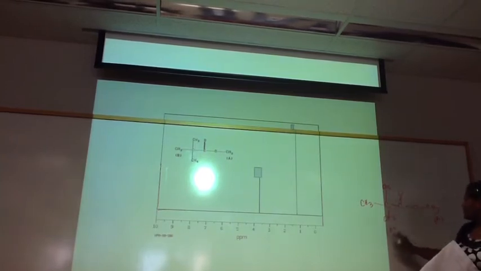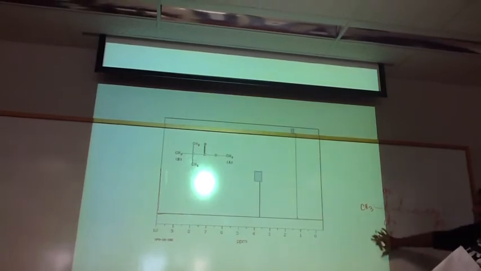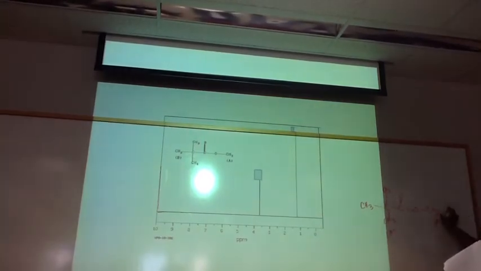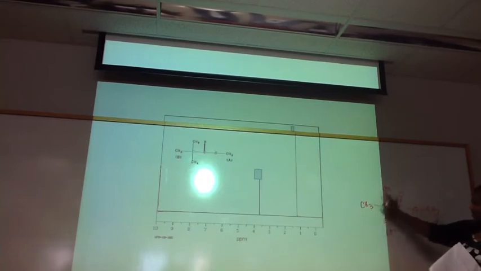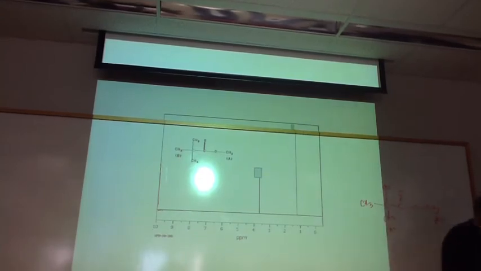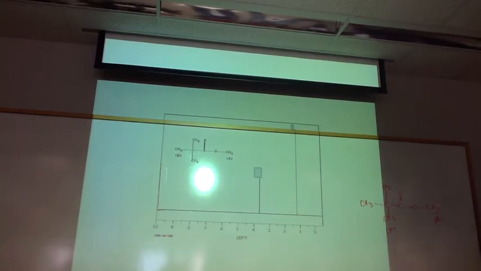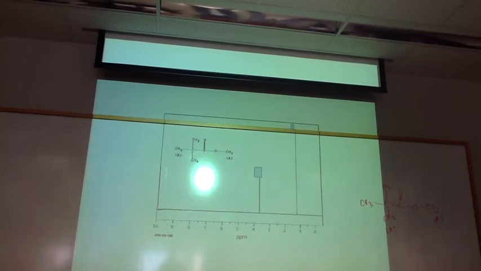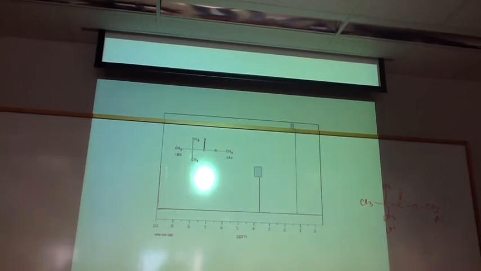Okay? So these type of hydrogens are non-equivalent with these hydrogens. But these hydrogens are equivalent with these. Okay? So even though you have 12 hydrogens in that molecule, you'll only see two peaks because there's only two types of hydrogens.